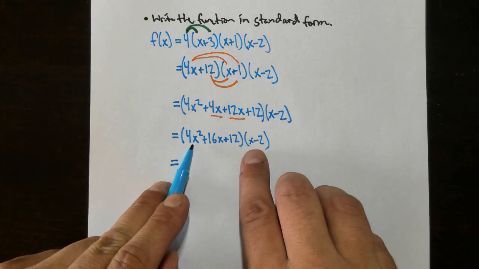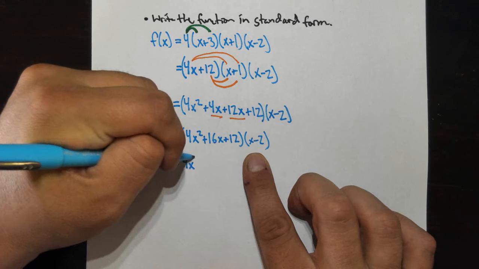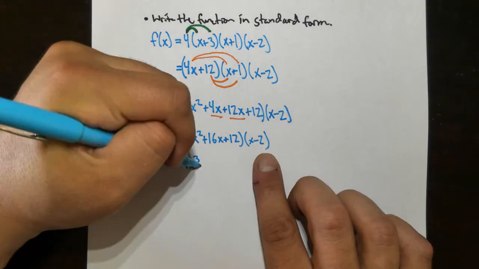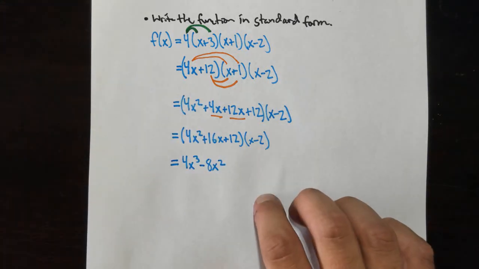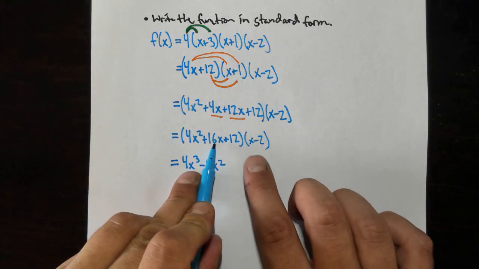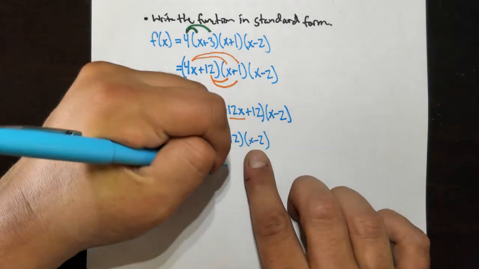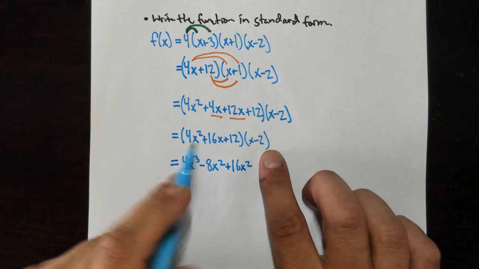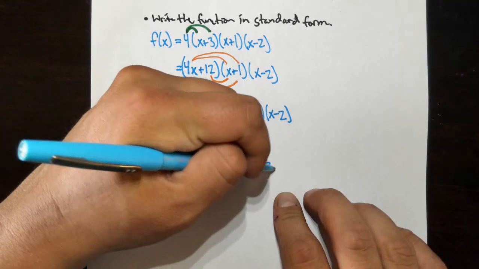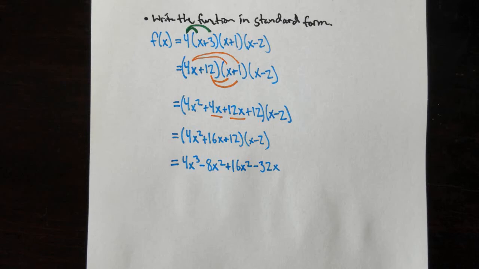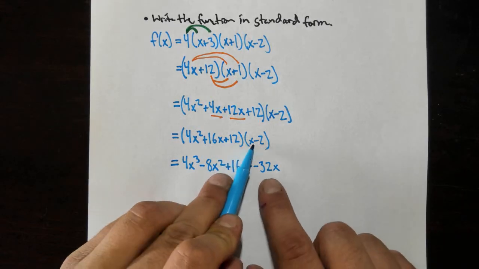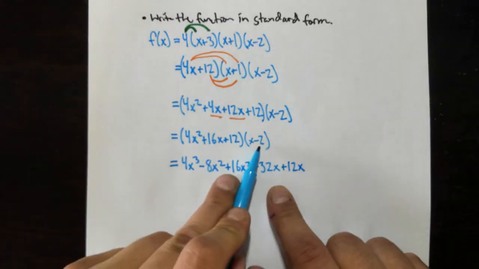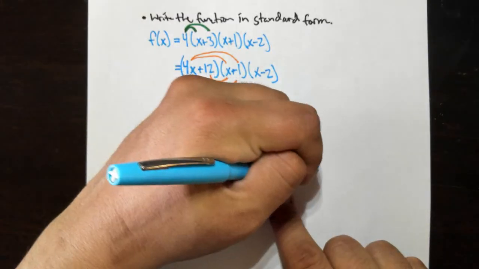4x squared times x is 4x cubed. 4x squared times negative 2 is negative 8x squared. And then do the same thing with 16x. So 16x times x is 16x squared. And 16x times negative 2 is negative 32x. And then finally do the same thing with 12. 12 times x is 12x. And 12 times negative 2 is negative 24.